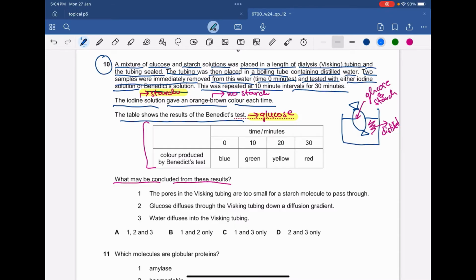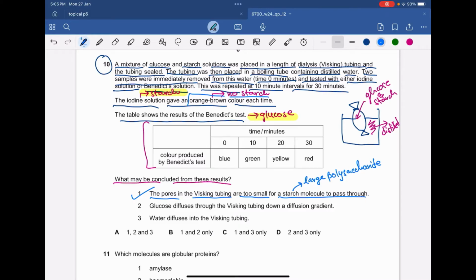So let's read the statements one by one, and let's see which of them may be correct. The pores of the visking tube are too small for the starch molecules to pass through. Yes, this is correct because starch is a large polysaccharide, and the visking tube is only permeable to small molecules, right? So this statement is correct. That's why we can see that there is no presence of starch in the distilled water.